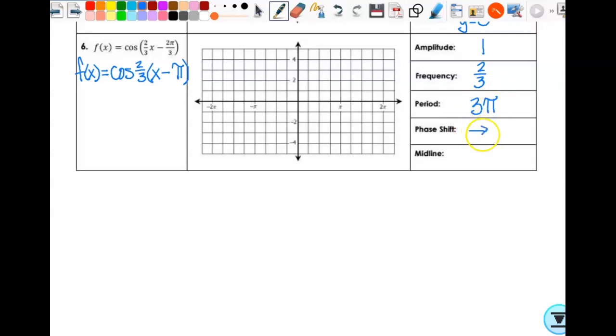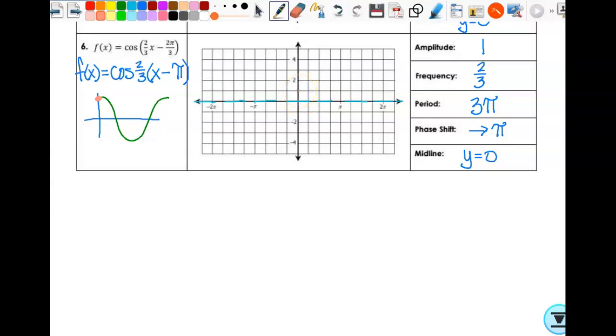I have a phase shift. I'm going to the right pi. My midline is y equals 0. This time this one is a cosine, so get that. My midline is still at y equals 0. All right. So, if there was not a horizontal shift, then this point would, from the midline, on the y-axis, I would go up whatever the amplitude is. So that's where I'm going to start with my pencil. Go to the midline. The amplitude is 1, so I go up right here.